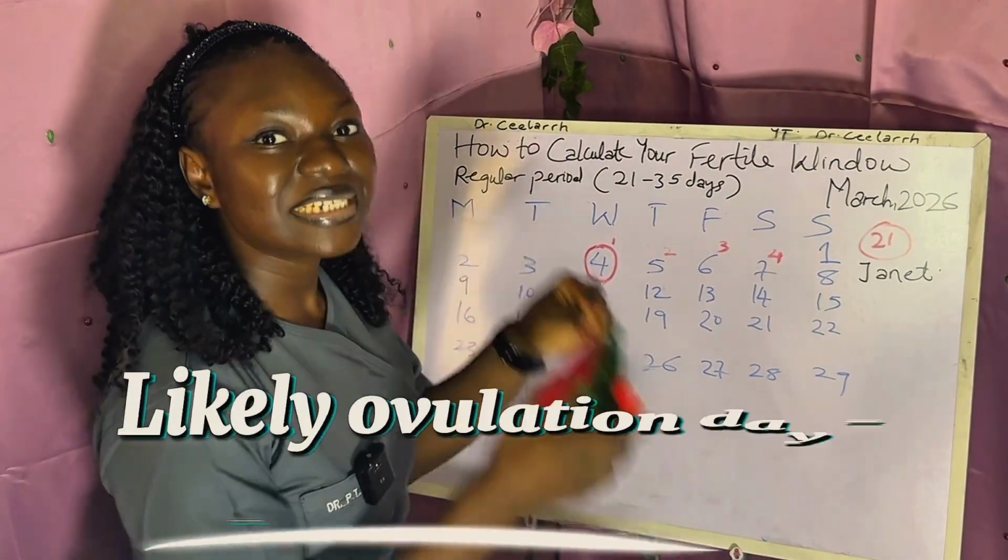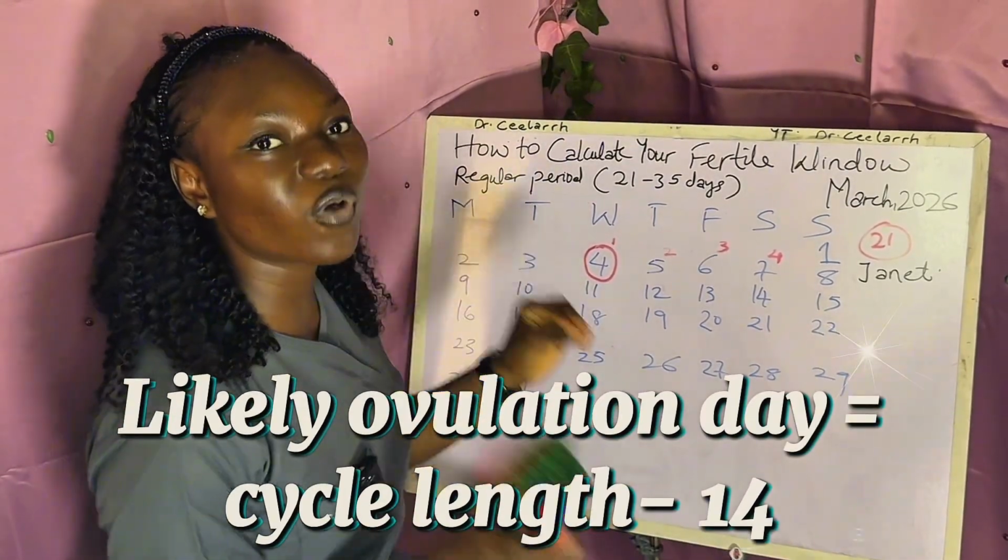The formula is the cycle length minus 14.